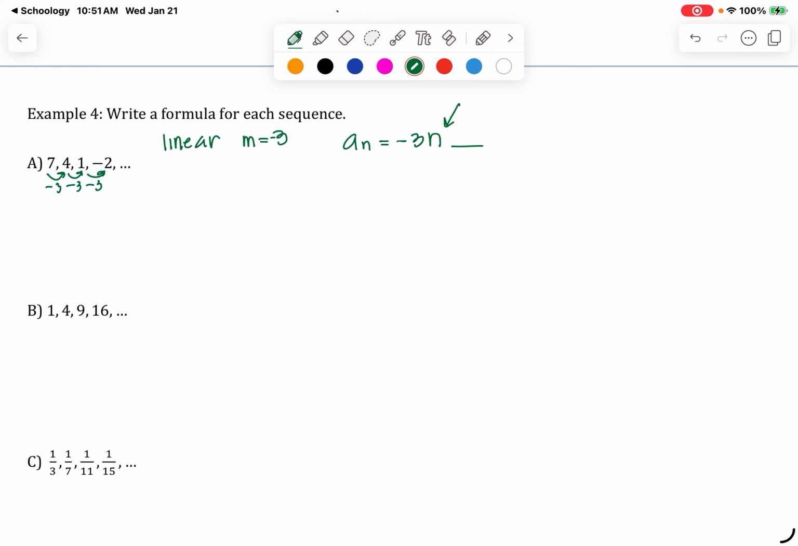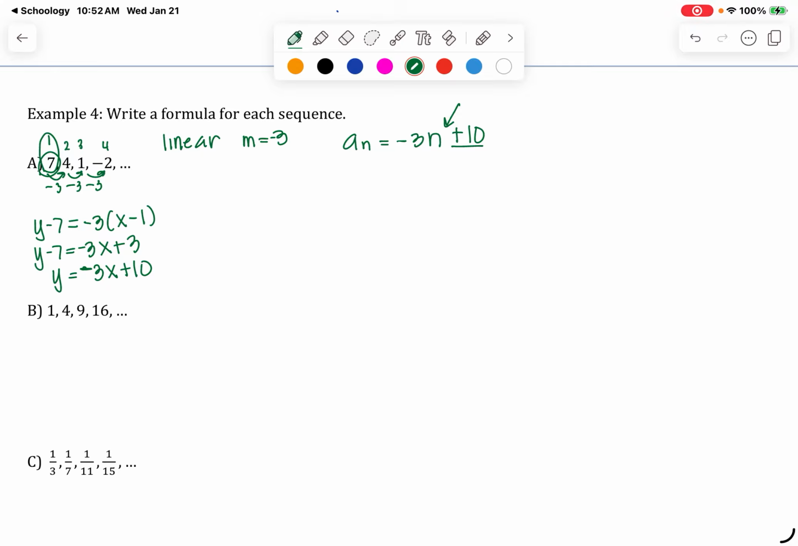And when I plug in a 1 here, I have to get my first term, which is 7. So you could run through a little bit of guess and check, which is absolutely fine, okay? Or you can say the first term is 7, the second term is 4, the third term is 1, the fourth term is -2. So I have an ordered pair right here, 1, 7, and the slope is -3, so I can write the equation of a line. So I can do y minus 7 is equal to -3 times x minus 1. Y minus 7 is equal to -3x plus 3. Add 7 to both sides, and I get y equals -3x plus 10.